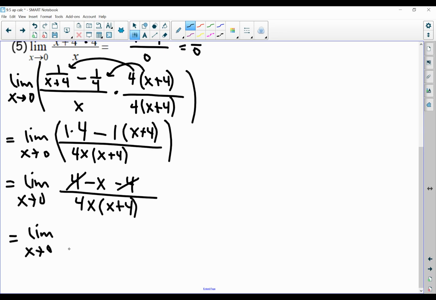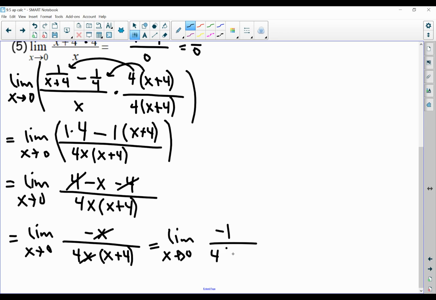And I want to make sure I simplify and reduce this expression as much as I can. Because even at this step, if I were to plug in 0, I get 0 on top and 0 on bottom. But if I reduce this by canceling out that common factor, now I end up with a -1 on top and 4 times x plus 4 on bottom.